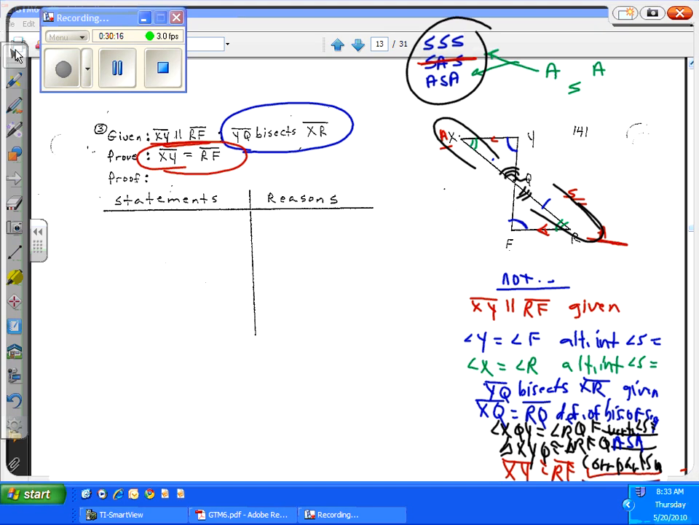And all of a sudden, we don't need any more statements to prove a certain reason. And so it looks like we're finished. So we check the statements and reasons from the bottom up. And I apologize that that got a little bit messy down there.